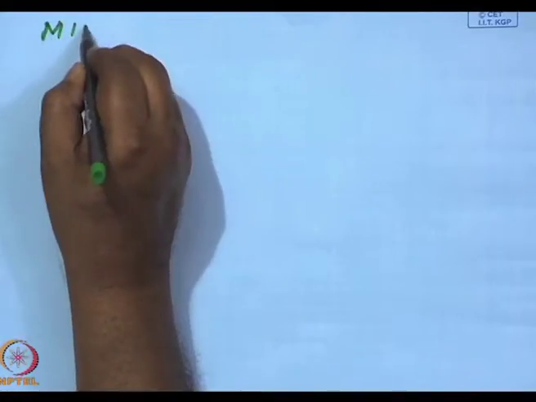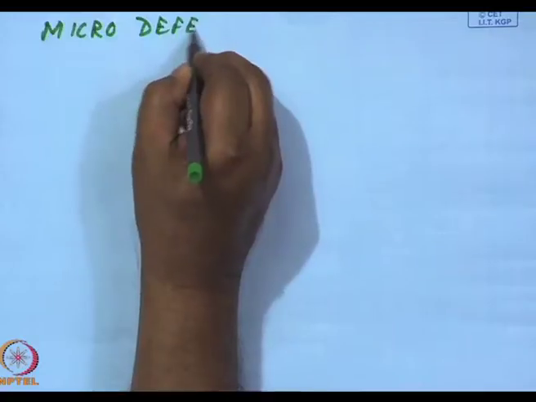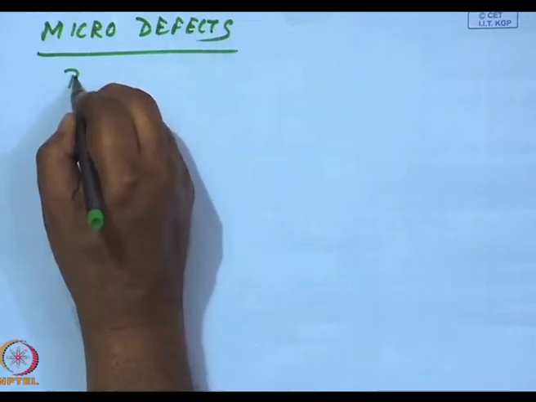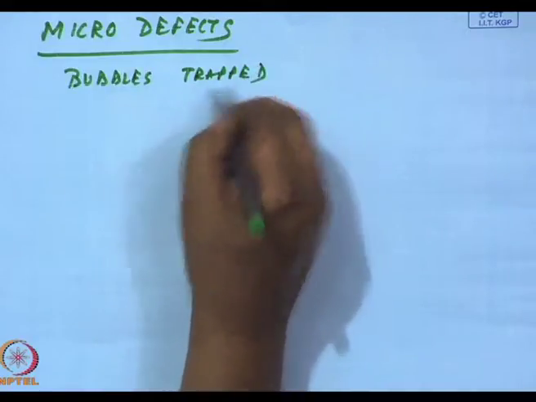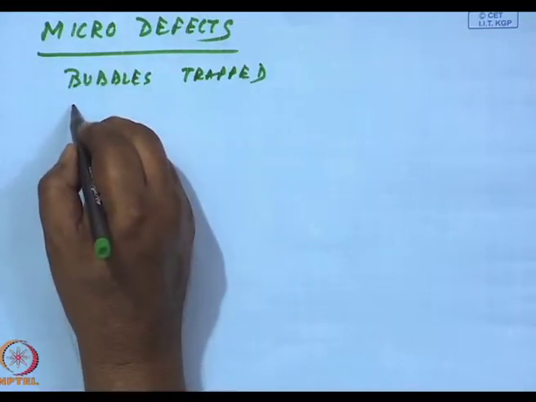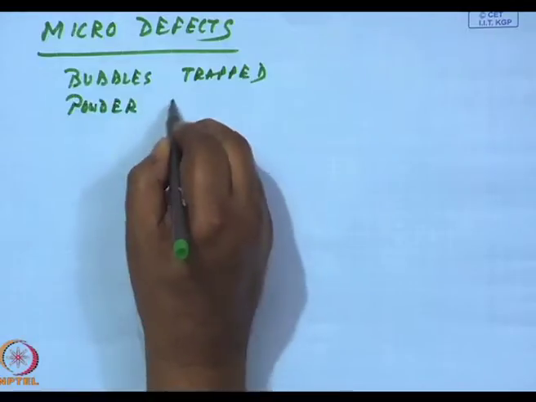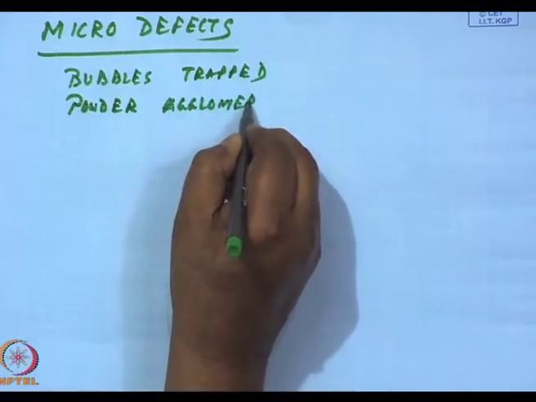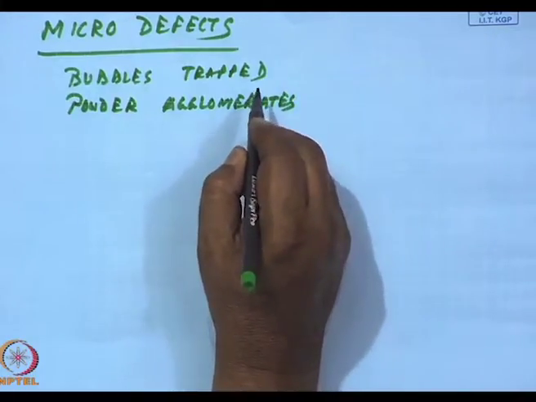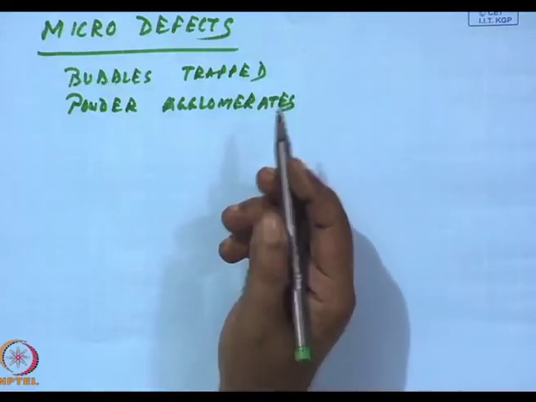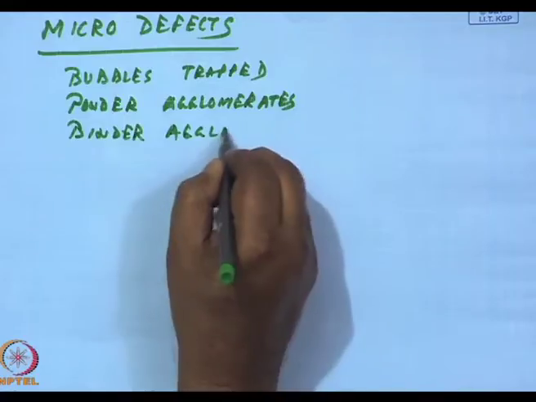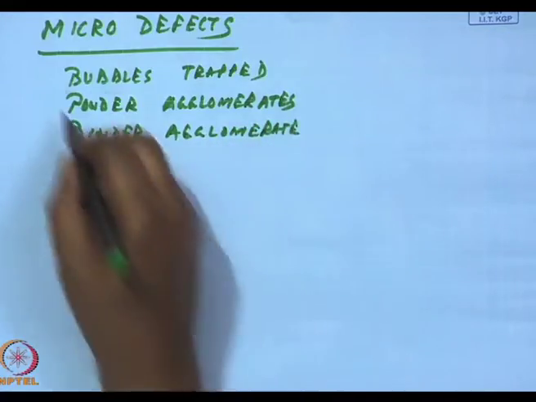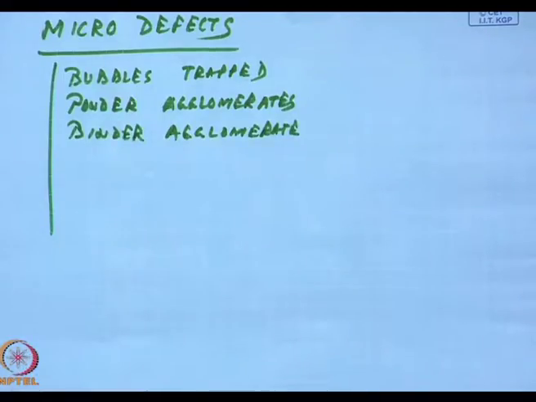But what we fear the most in extrusion are micro defects, like bubbles, trapped microscopic bubbles, powder agglomerates, binders can also agglomerate, and so on and so forth. Whatever we are using for mixing up.